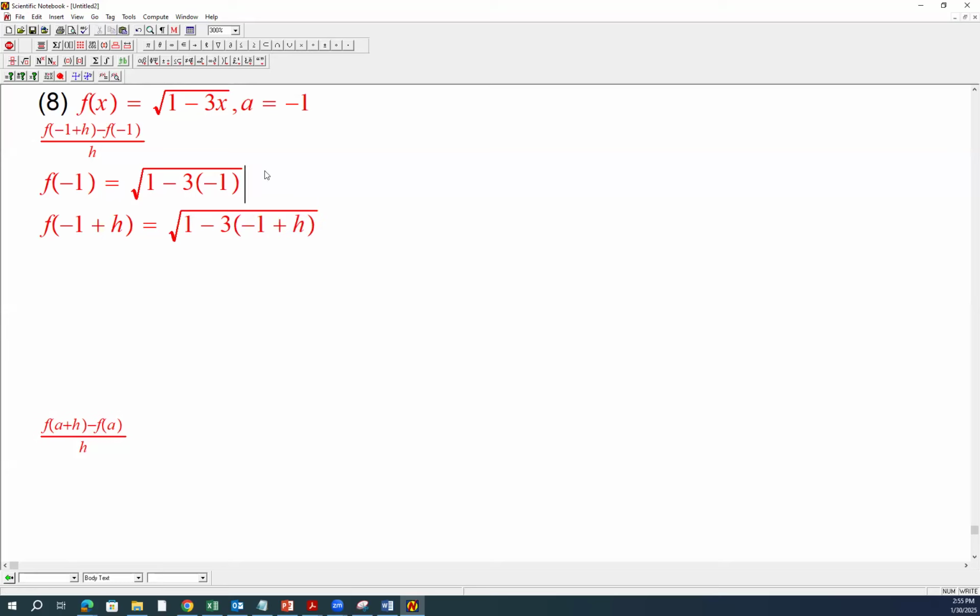Okay, substitution. And we got two radicals here. So 1 minus 3 times -1, that's 1 plus 3. So it's root 4. Root 4 is a positive 2.